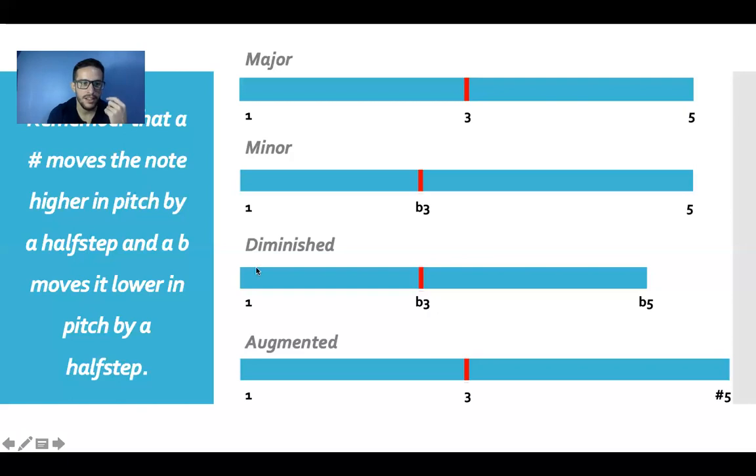Okay? Here you have, remember that a sharp moves the note higher in pitch by a half step, and a flat moves it lower in pitch by a half step. Okay? Continuing.